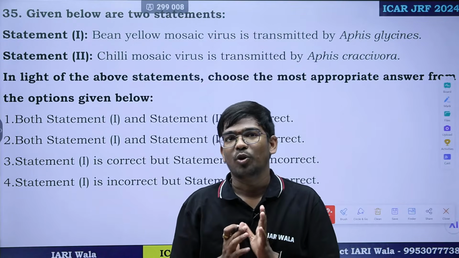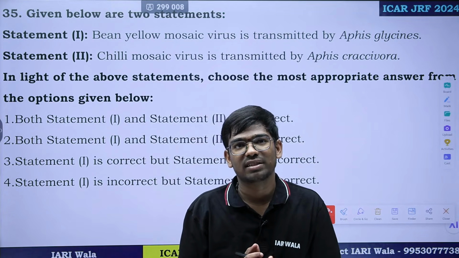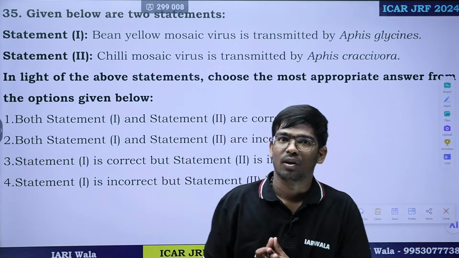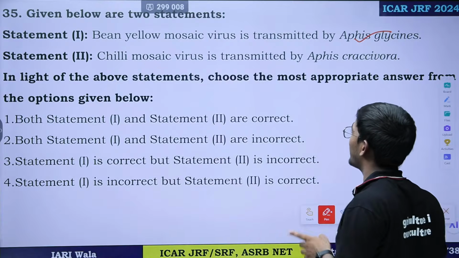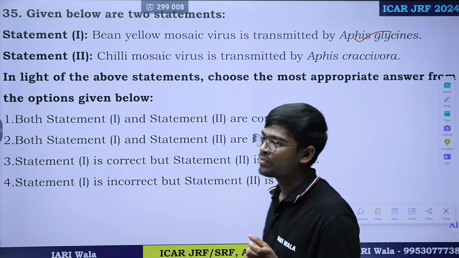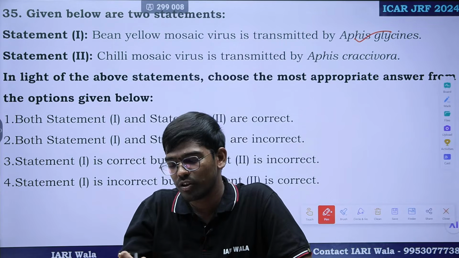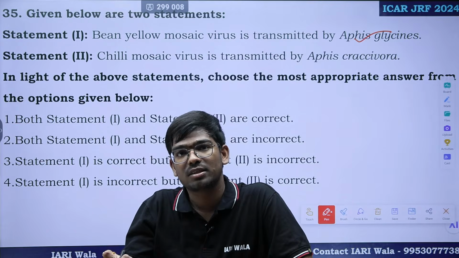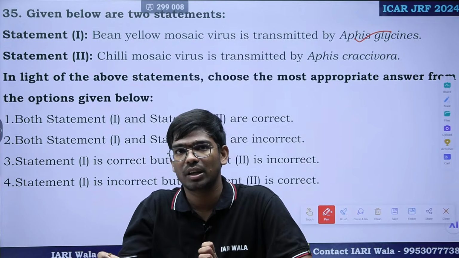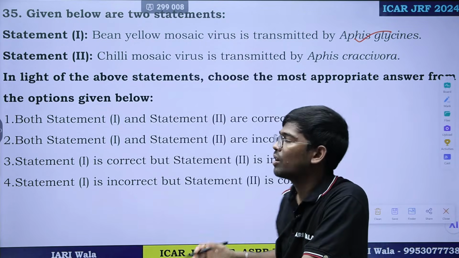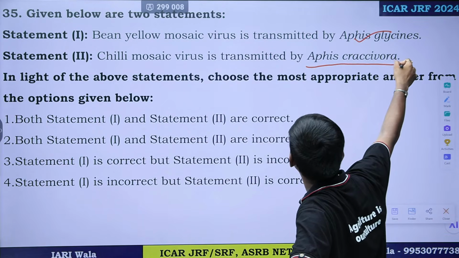See, mostly mosaic viruses are transmitted by aphids. That is true. So bean yellow mosaic virus is transmitted by Aphis glycines. Okay, that is correct. This statement is correct. And chili mosaic virus is transmitted by Aphis craccivora. Chili mosaic virus is also transmitted by aphids. But in most of the books, you will read Aphis gossypii and Myzus persicae species. Nowhere in the books have I seen the species Aphis craccivora. But Aphis craccivora will also transmit the disease.